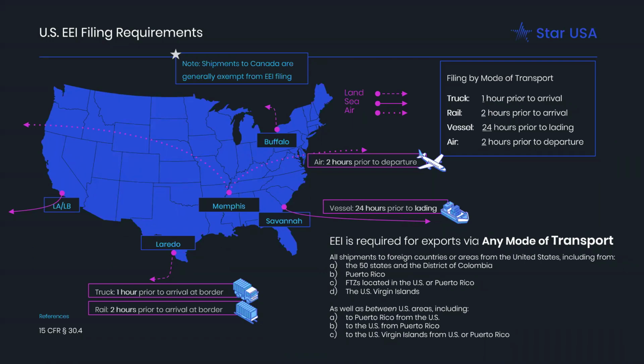For air, it is 2 hours prior to the airplane's departure. So in truck and rail, it's prior to arrival at the border. For vessel, it's before it gets on board the ship. And for air, it's 2 hours prior to the plane leaving.